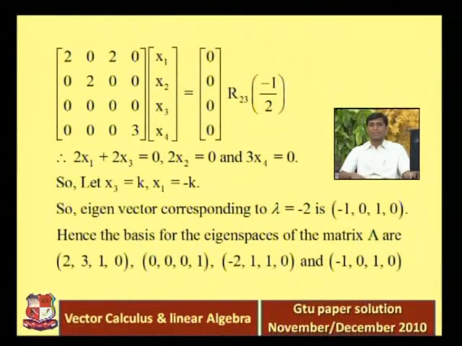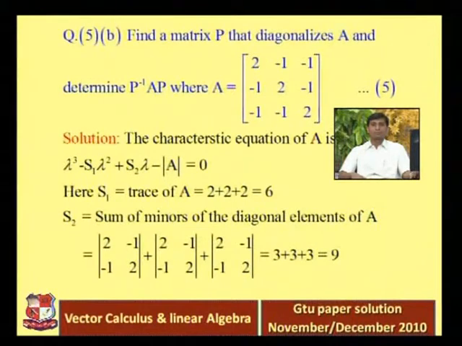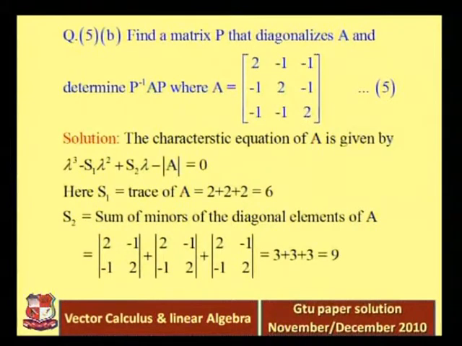Okay, so hence the basis for the eigenspaces of the matrix A are 2 3 1 0 0 0 0 1, minus 2 1 1 0 and minus 1 0 1 0. Okay, so here is the complete solution of this question. Next question: find a matrix P that diagonalizes A and determine P inverse AP, where A is equal to 2 minus 1 minus 1, minus 1 2 minus 1, minus 1 minus 1 2.